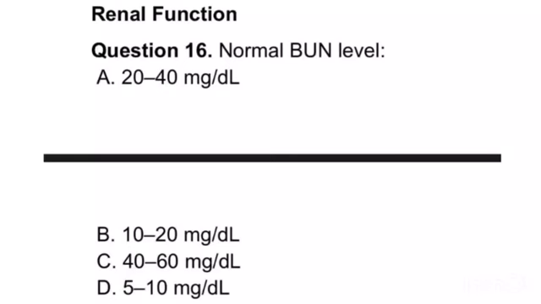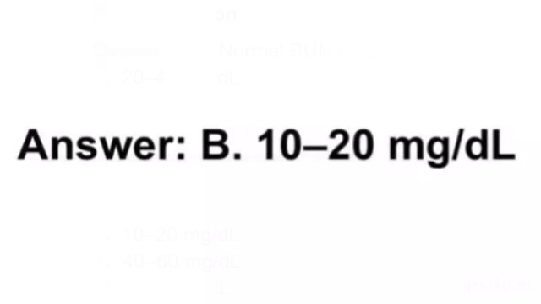Renal function. Question 16. Normal BUN level. A, 20 to 40 milligrams per deciliter. B, 10 to 20 milligrams per deciliter. C, 40 to 60 milligrams per deciliter. D, 5 to 10 milligrams per deciliter. Answer B, 10 to 20 milligrams per deciliter.